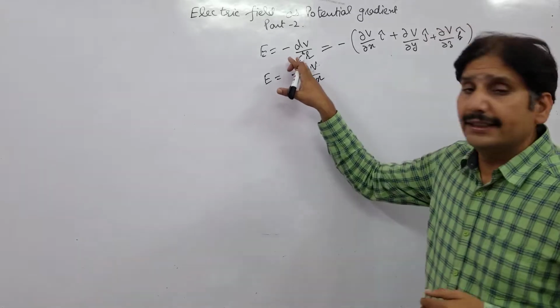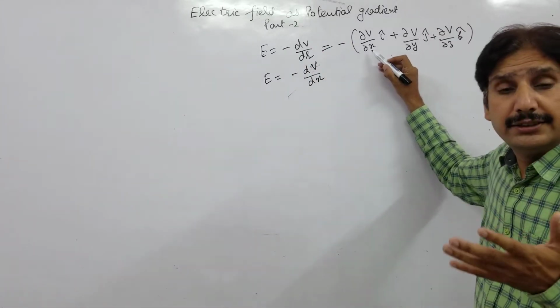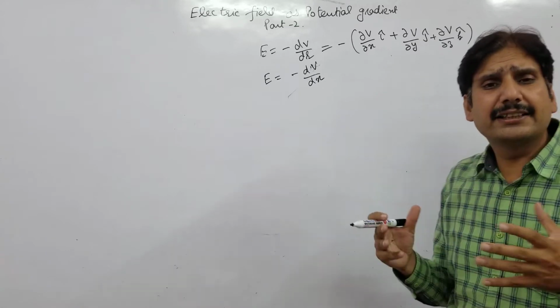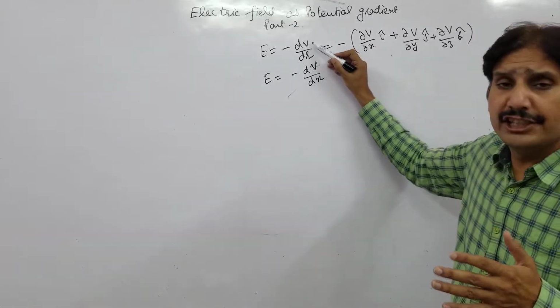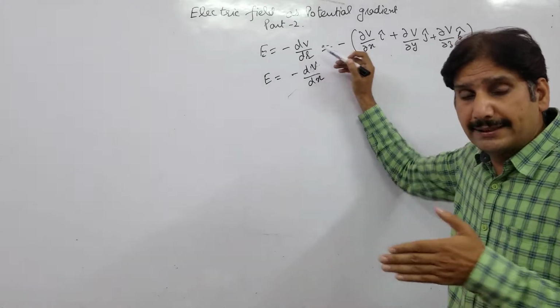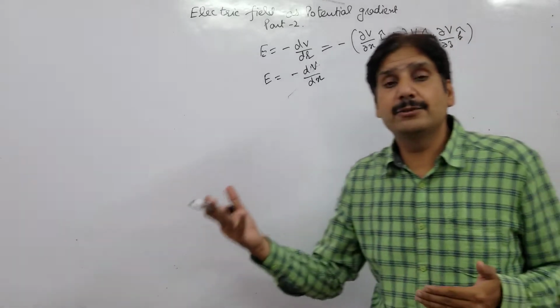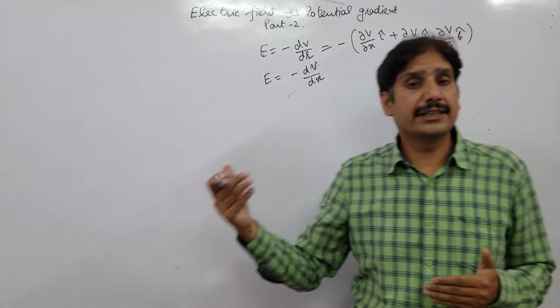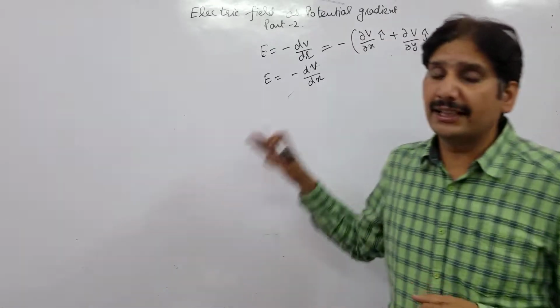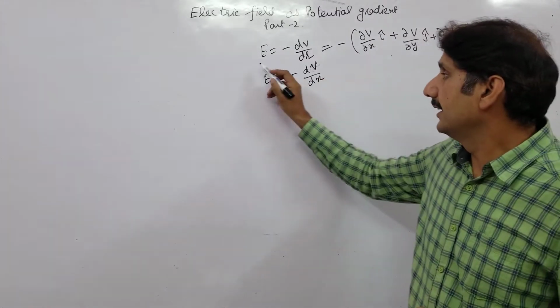In that case, the whole variation of v with respect to r can be split up into three parts: the variation in v with respect to x, variation in v with respect to y, variation in v with respect to z. There are very good and important numericals based on that. We'll do that later on.